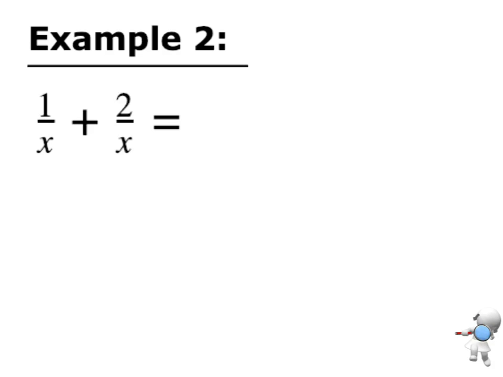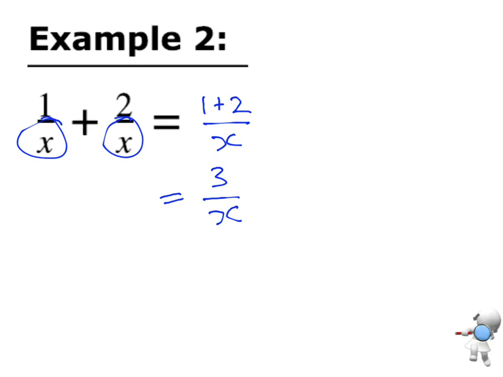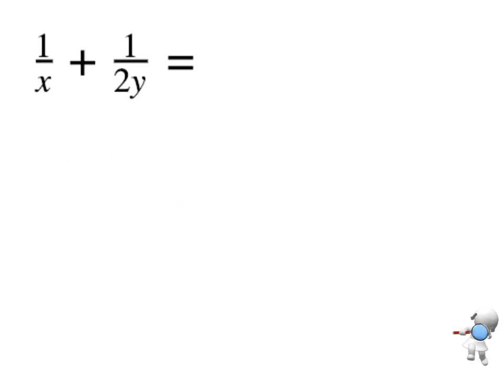If the base number is the same, so in this case the base is x, so if the base is the same, I can simply add the top. So 1 plus 2 is 3, and we've got a denominator of x. What if the denominator is not the same? Well, this is when we need to find the equivalent fraction. So I need to think about, right, I need to have two fractions where the denominators are the same.